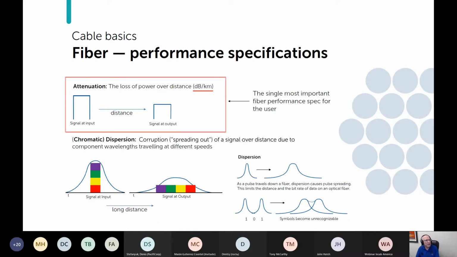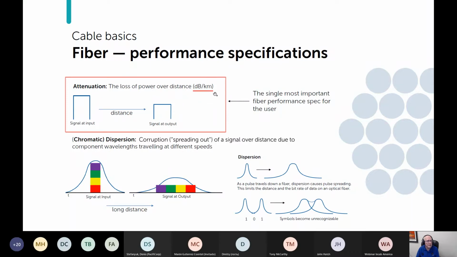Okay. Then of fiber, the most important performance characteristic of fiber is its attenuation. And attenuation is the loss of power over distance. It's typically expressed in dB per kilometer. That means that when you input the signal, you have a certain power. And then over a distance, you receive less power at the end. So that's expressed as a loss of decibels per kilometer.